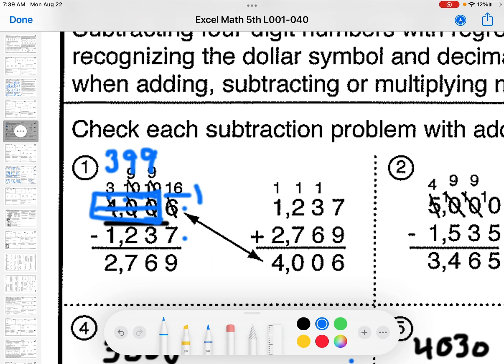So now I can just subtract straight down. 16 minus 7 is 9. 9 minus 3 is 6. 9 minus 2 is 7, and 3 minus 1 is 2. So pretty easy. Then I can check that by putting the number over here, 2,769, adding it to the other number that I subtracted, and seeing if that comes out to be the number I started with, which it does when I add those two numbers together.